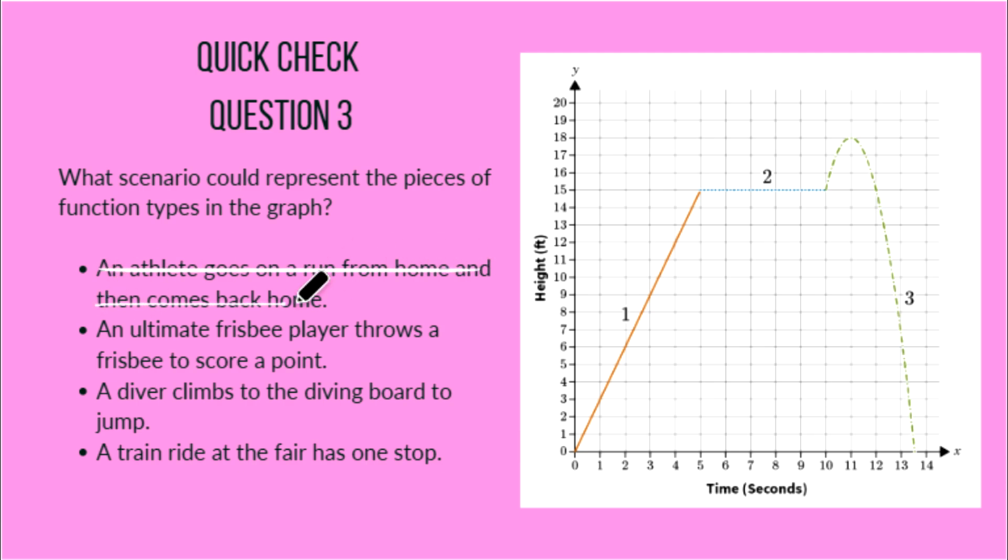So goodbye, idiot. An ultimate frisbee player throws a frisbee and scores a point. Well, I guess all of these only have 2, so maybe that one is correct. I won't eliminate for you. A diver climbs to the diving board to jump. A train ride at the fair has 1 stop. All right, you can do this. I believe in you. Only one of these is logical.